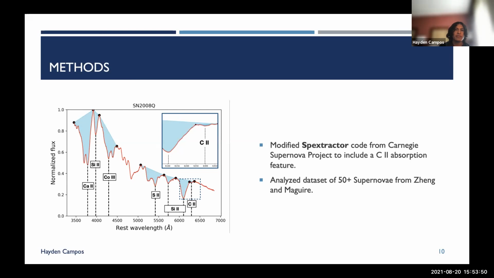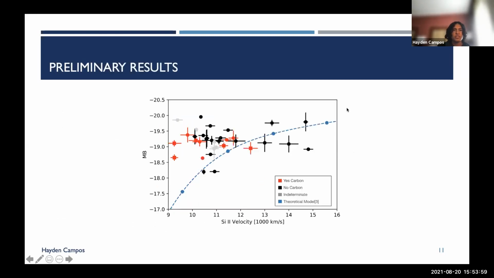For this project, we analyzed a data set of 50 plus supernovae from Zhang and McGuire in order to create this intermediate plot shown here. In this plot, we have those supernovae in black. The supernovae that are circles are from the Zhang data set, and those in squares are from the McGuire data set, with red indicating that they did have a carbon-2 absorption feature, black indicating that they did not, and gray indicating indeterminate, which could either be from spectra not being taken early on in the supernova's lifetime, or just from too much noise in the data.